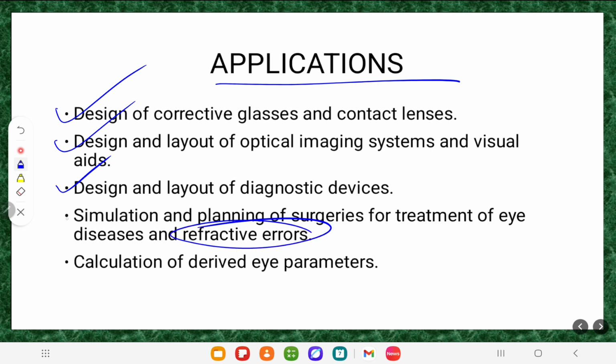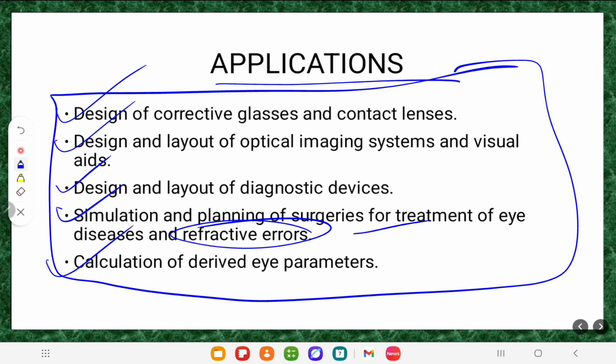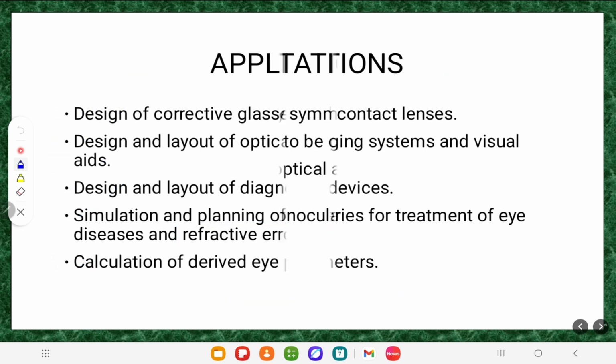It's very important to have an optical model for doing all these things, and for calculation of derived eye parameters, in all these things we use the schematic eye. So that's why the schematic eye is centrally important.